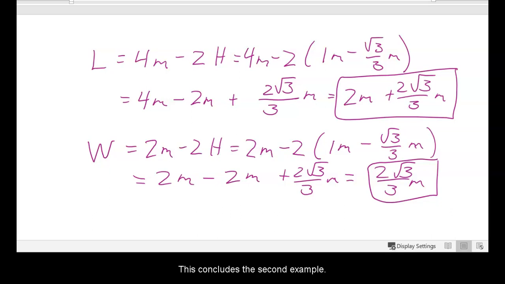This concludes the second example. This is also a not trivial example, but it is not as difficult as the first one. Let's take a look at one more example and see what we can get.